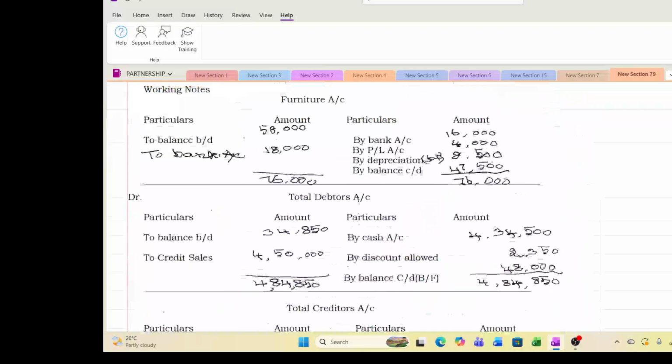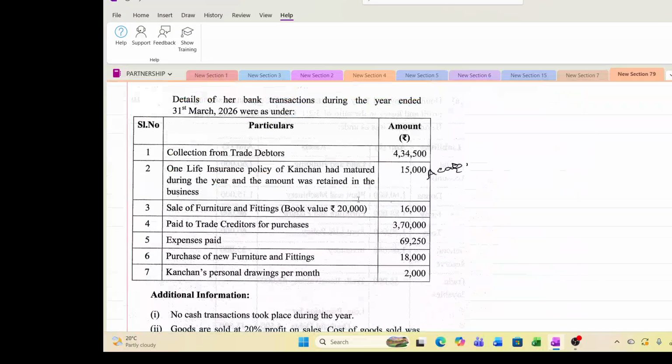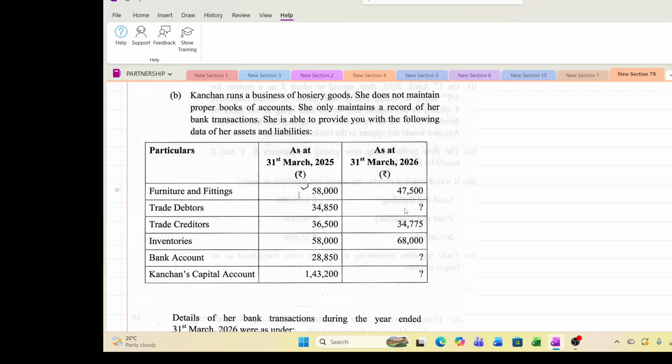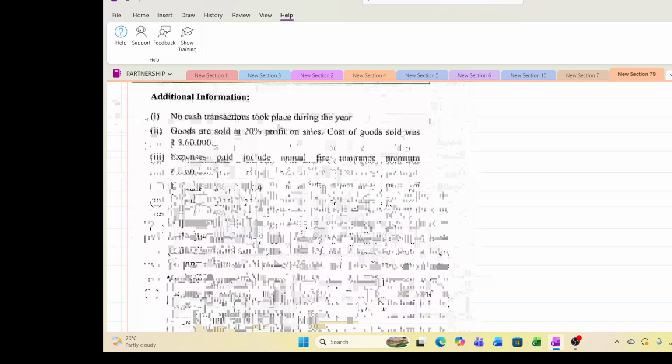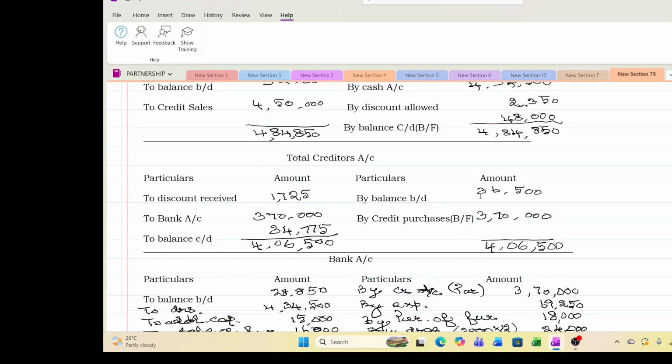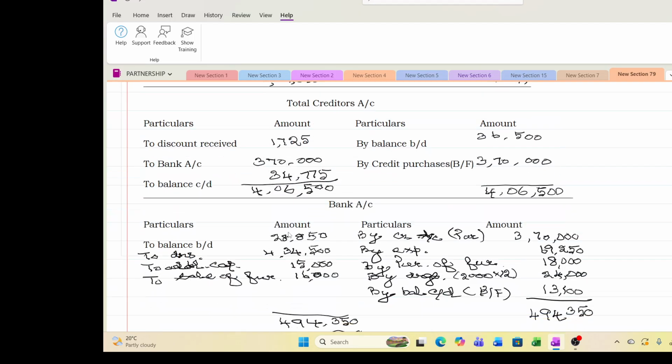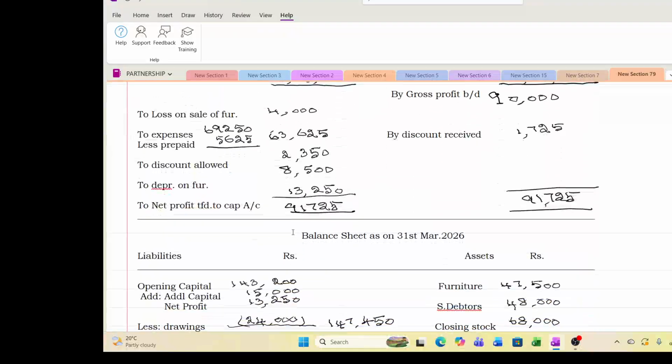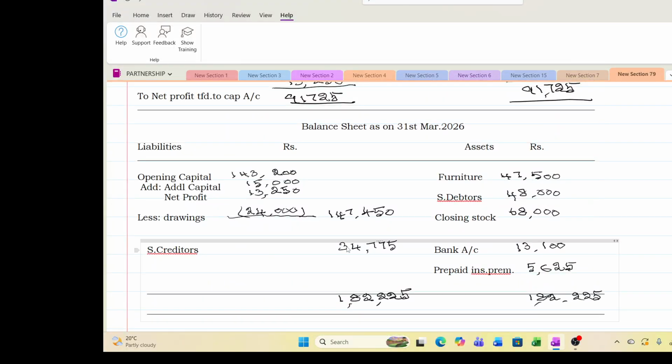Then when it comes to the debtor account, the opening balance is given, the closing is not given, so we cannot write it in the current balance sheet. Only in the debtor account we will be writing. But in the creditor account, they have given the opening as well as the closing. So write both in your creditor account. Balance brought down on the credit side and carried down on the debit side, and write it in your current balance sheet as well, 34,775.